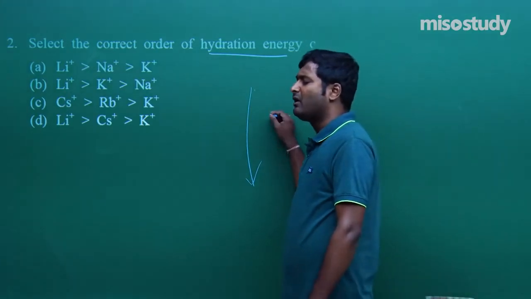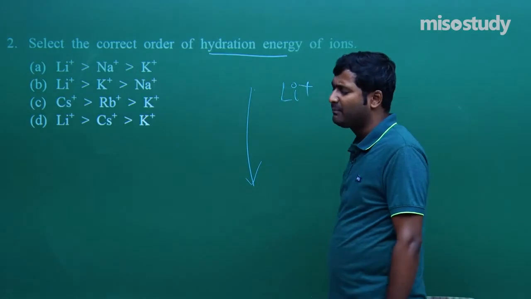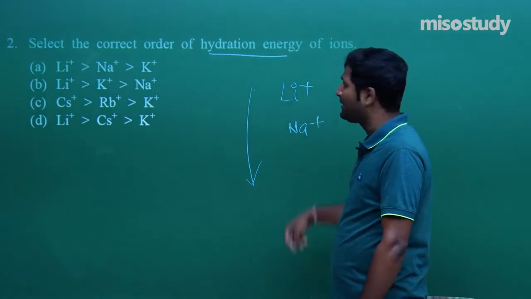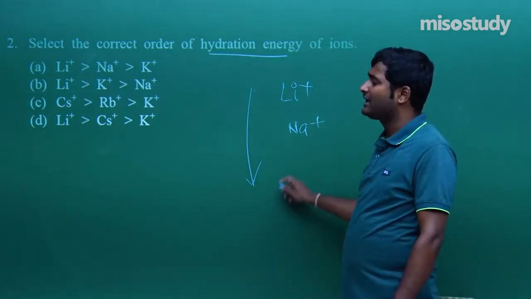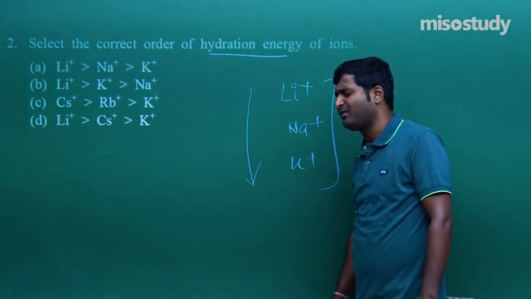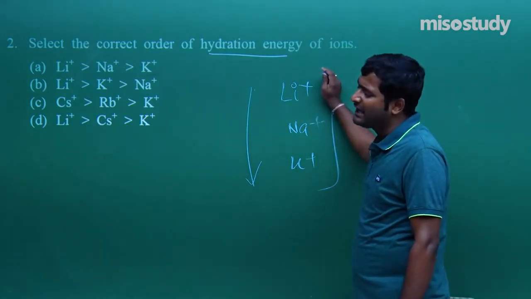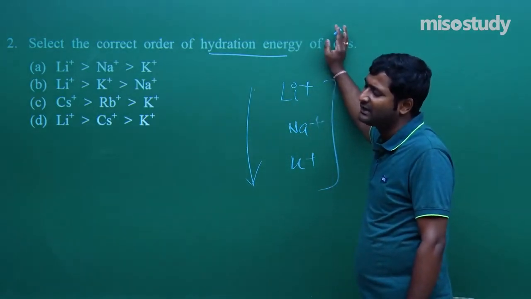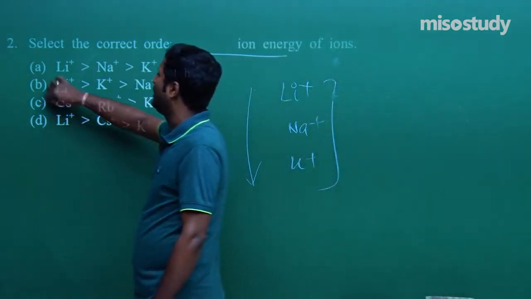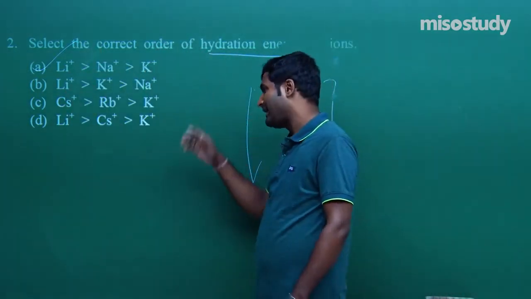So what will be the order? Think on it. Lithium ion Li+ has a small size, then there comes Na+, then there comes K+. So which will have higher hydration energy? It's very simple. Close your eyes like me and tell me: Li+, then Na+, then K+. So what is the order, friend? This is the order: Li+, Na+, K+. So option A is correct.